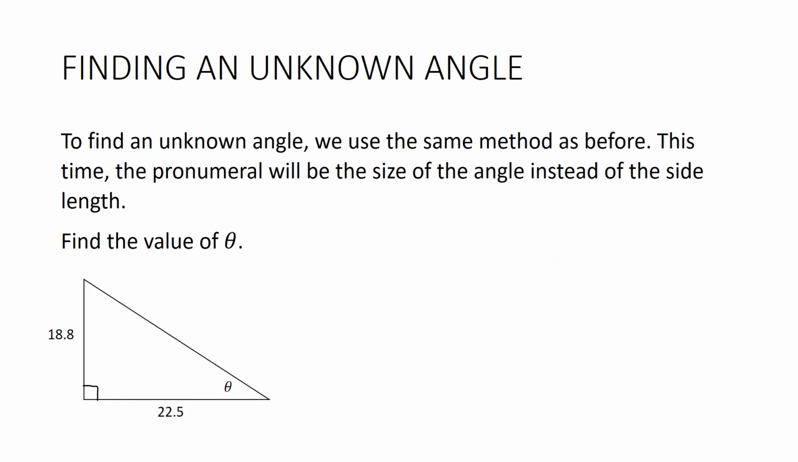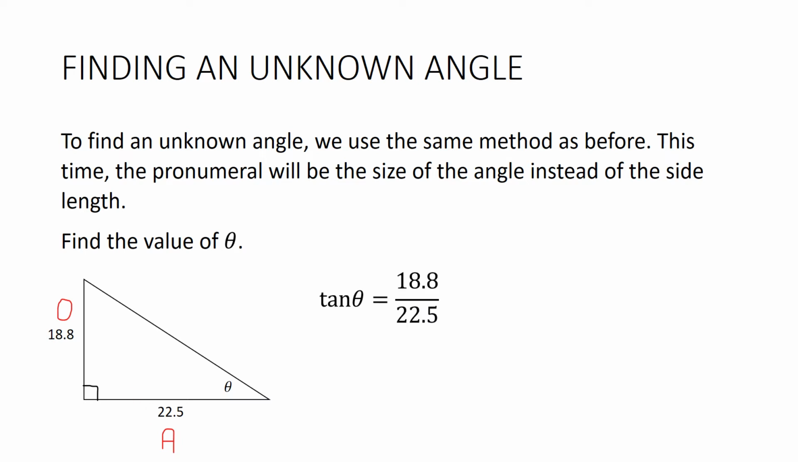Finding an unknown angle is almost the same. It's just this time the pronumeral will be the angle instead of the side length. So you can see the difference here in this triangle. I've got 2 numbers on the sides, and this is a pronumeral. It's called theta, where the angle should be. We're going to do exactly the same thing. We're going to figure out what sides we've got and then use SOHCAHTOA. We've got the opposite side and the adjacent side. Do you remember which one that is? It's tan. So tan theta equals 18.8 over 22.5.